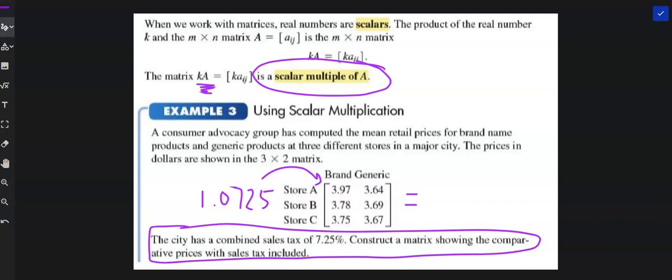Now, take your graphing calculator. We'll do a smaller example.